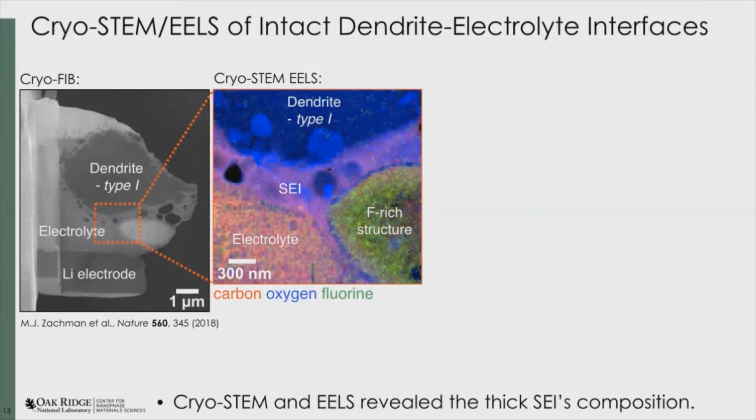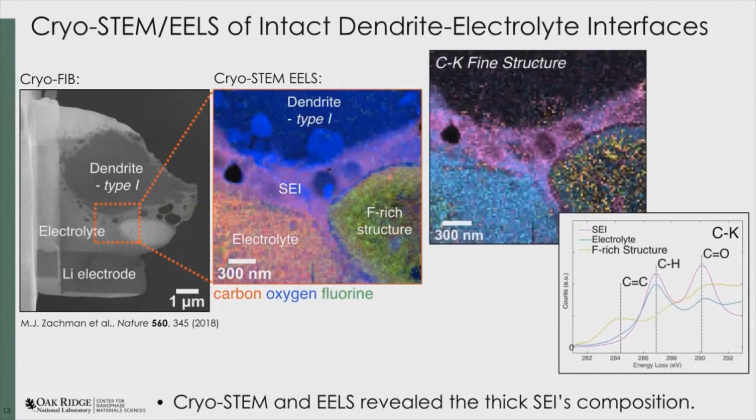And so in this case, we left it intact, and because of that, we can see right away that this is much thicker than the 10 nanometers or so that we normally associate with these solid electrolyte interphase layers. It was closer to 400 or 500 nanometers thick. And the other thing that you may or may not be able to tell from this is that the oxygen content was a lot higher in the SEI than in the electrolyte material. And we also found these interesting fluorine-rich structures near the SEI.